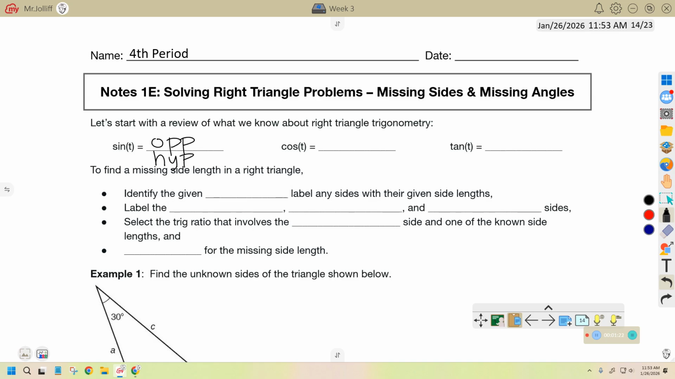Cosine is adjacent over hypotenuse. Tangent is opposite over adjacent. You're right, those relate to x and y in the unit circle, but now we're focused on right triangles outside of the unit circle and in the real world. And so these definitions are going to be more helpful in these types of problems.